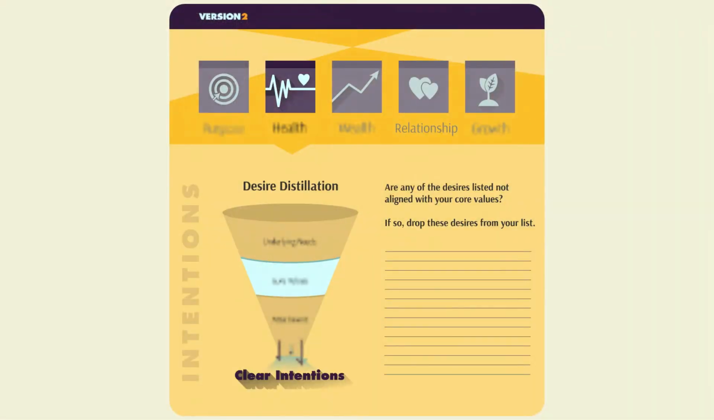Right. So the next step of the funnel is your core values, and asking yourself, are there any desires that aren't aligned with your core values? And this is a great way as well to get a deeper level of clarity and reduce the amount of desires on your list. And so what would be an example of this, Sanjeev?